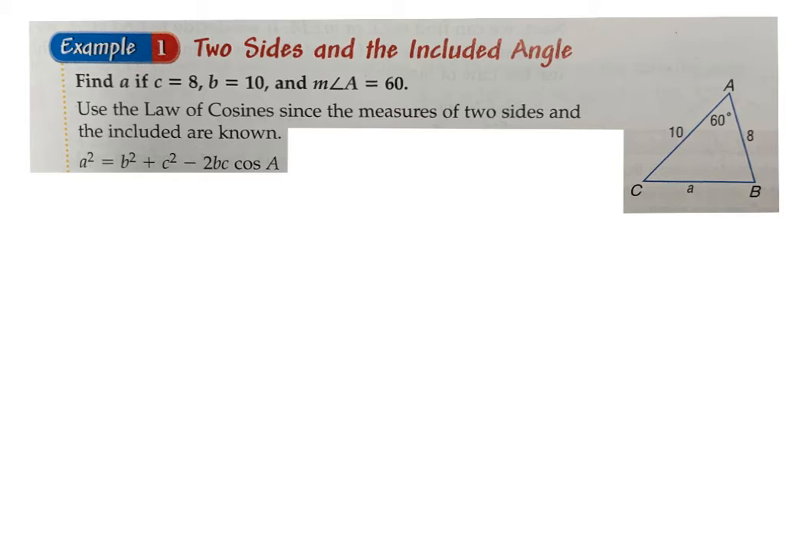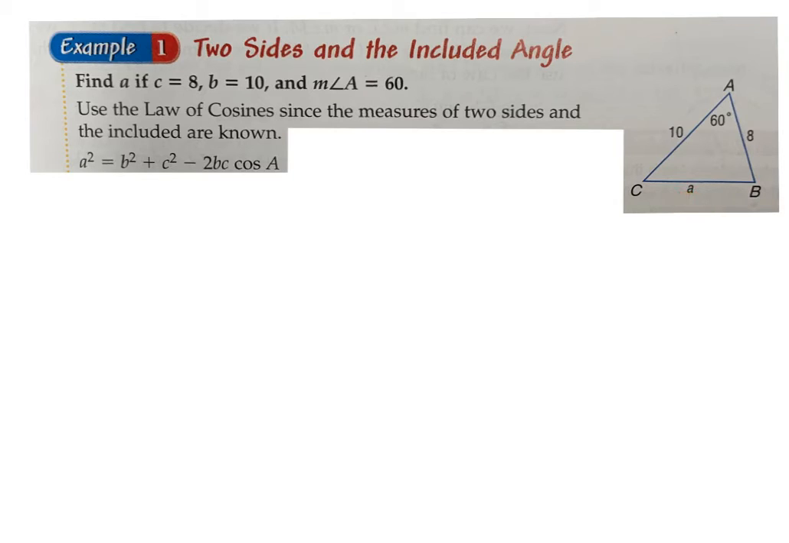So you'll notice the difference between this and law of sines. In law of sines, I would have had to have had A opposite of 60 to use it. All right, I cannot use law of sines here. I don't have enough information to use law of sines. I do, however, have enough information to use law of cosines. They want me to find side A.